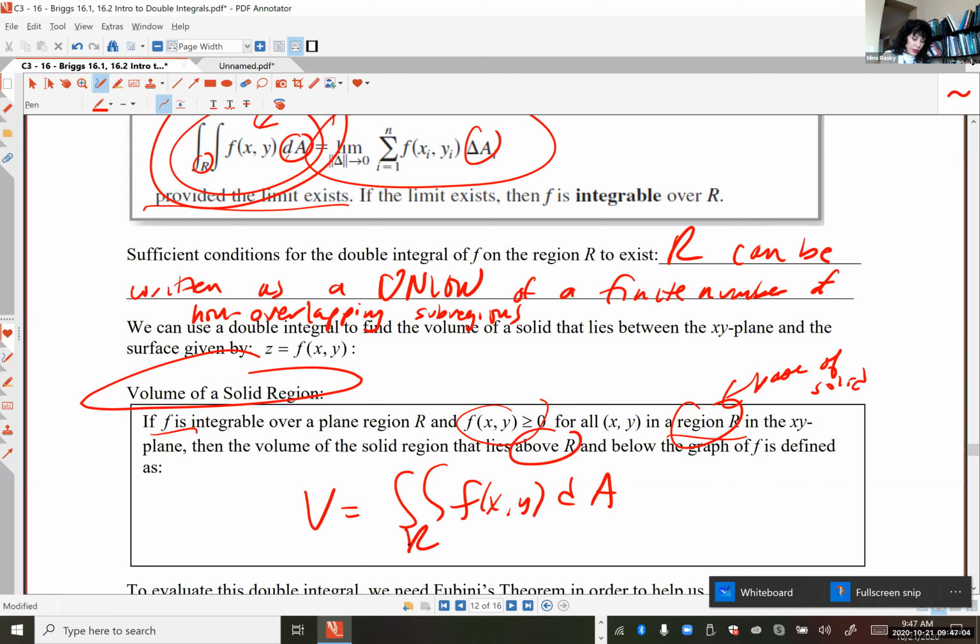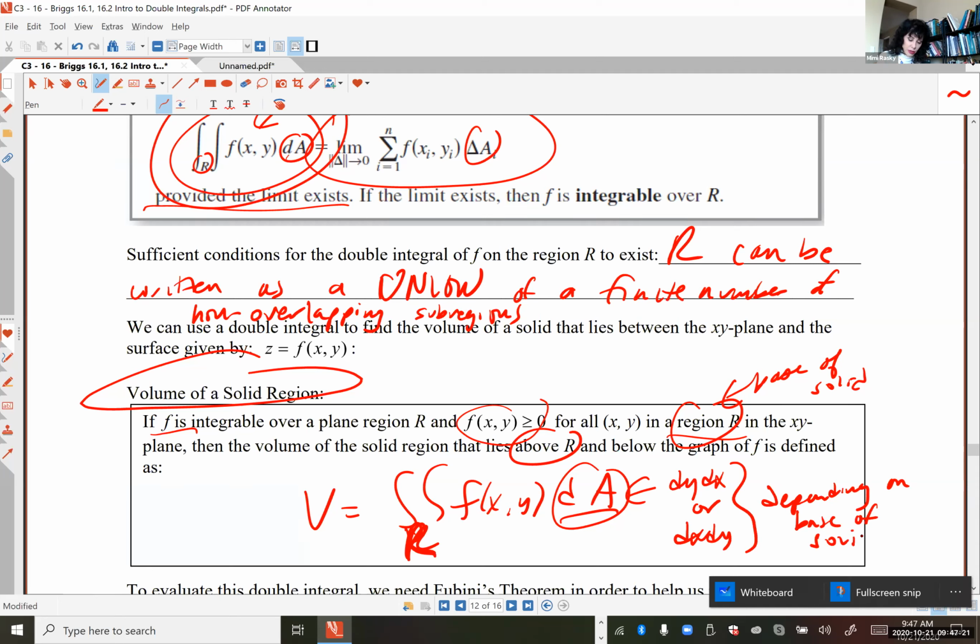Then the volume of the solid region is just the double integral that lies above your region. And the way you denote that is you put a big R underneath the two integrals. And dA is going to be one of two things. So this will be dy dx or dx dy, depending on what the base of your solid looks like. So you're going to have to choose. You want to be able to integrate, so you want to choose the correct choice. The order of integration matters. I think you remember last week where we had to switch the order of integration, otherwise it wasn't integrable. But after we switched it, it was.